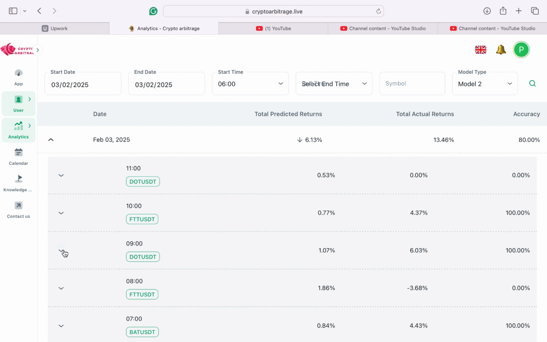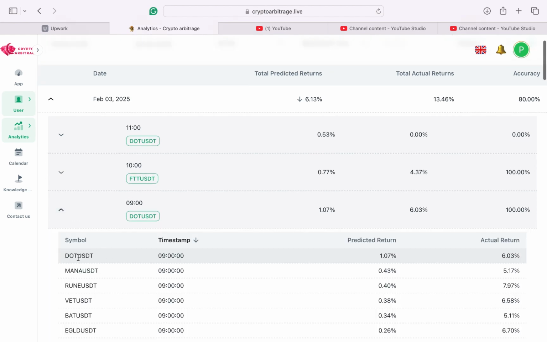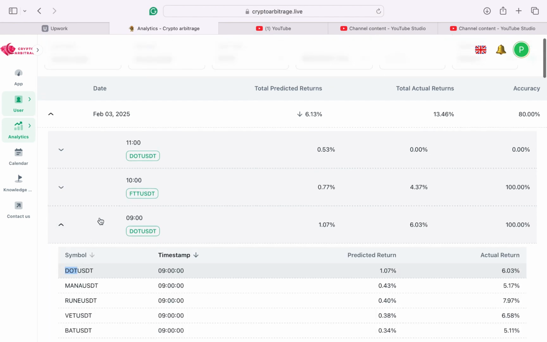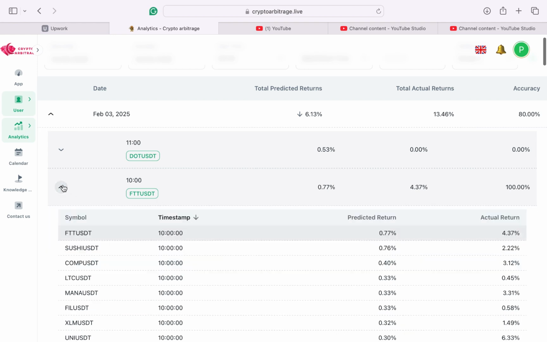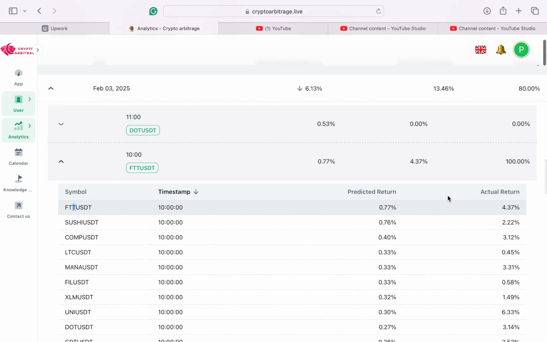When it recommends another one like FTT, then you can just buy it, and the same process continues. Or in the same way you could have chosen DOT here, and after you've made your 6% profit, you can wait for 10 a.m. This one had recommended FTT, so you just convert your DOT to USDT. It's easy peasy in Binance, and it's free actually. It doesn't cost you anything to convert from one crypto to another. So you convert it back to USDT, and you make another 4% like that.